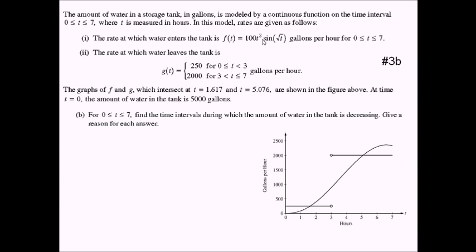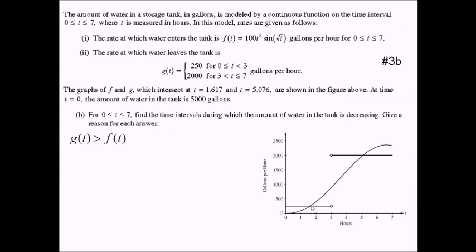Now, to see where this happens, we can actually look down at the graph. So keep in mind, this piecewise function is water leaving. The continuous smooth function here is the water coming in. And we see that the rate out, g, has a greater value than f on a few of these intervals. So from 0 to this intersection, which they said was 1.617, this is one interval on which g of t is greater than f of t.